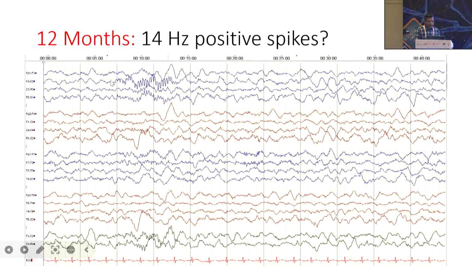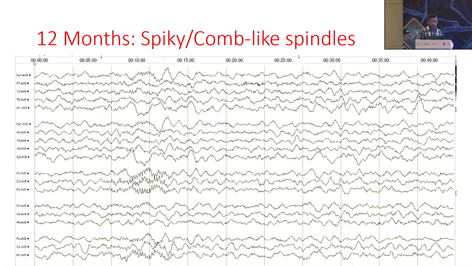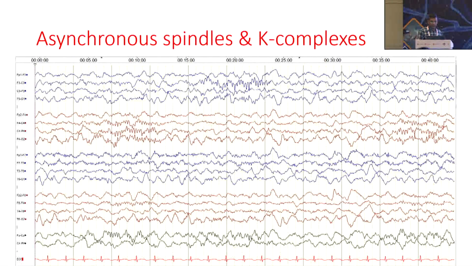So the other thing is spiky spindles. Again, very common in infants. They look sometimes unilateral, very spiky. But the important thing is that they are expressed in the midline also, and the frequency. So spiky or comb-like spindles are very much a normal finding in an infant.